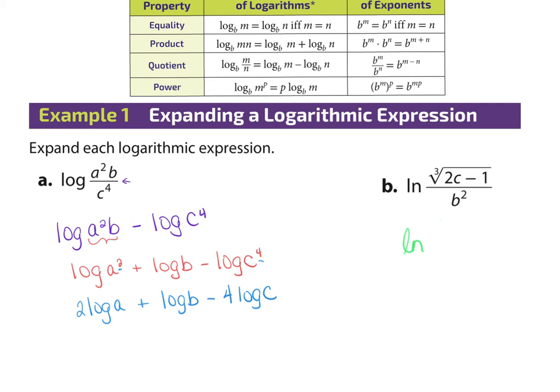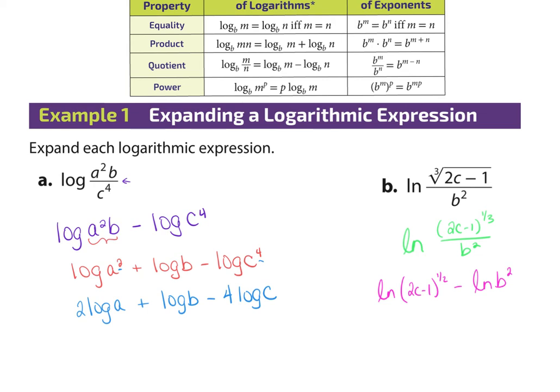So I'm going to rewrite this. My numerator is 2c minus 1 to the 1/3. And that is over b squared. I haven't really started expanding yet. I just rewrote it. Okay? How do I split up that division? I split it up by what? Subtraction. So I'm going to say the natural log of the numerator minus the natural log of the denominator.